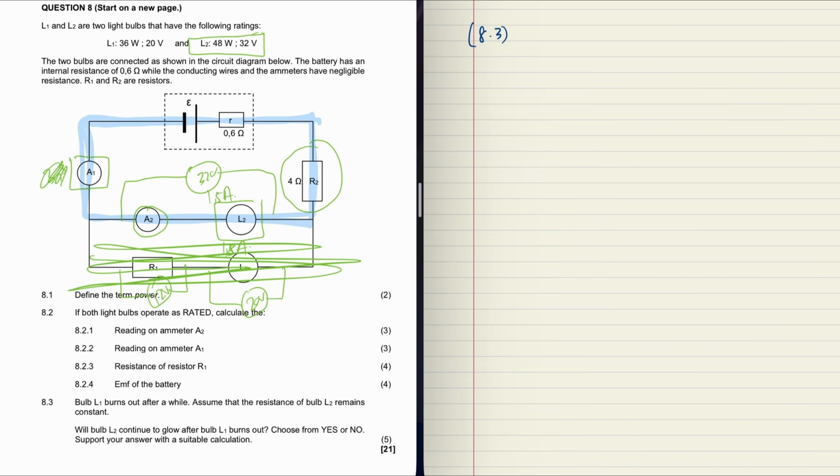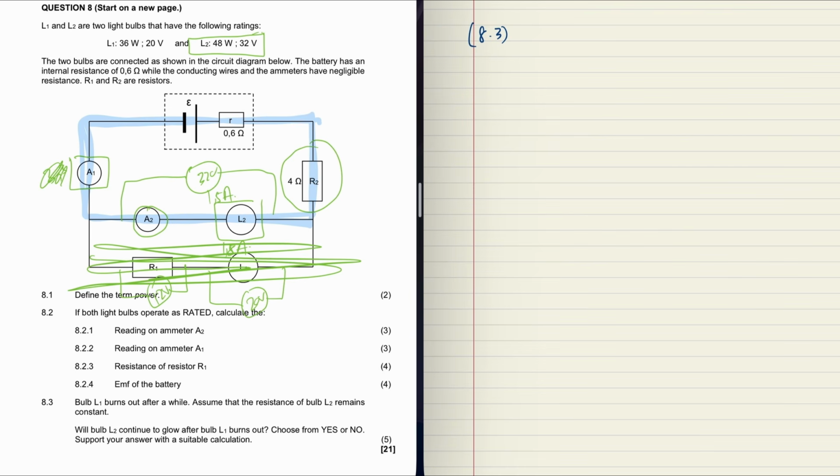The reason why I want to do that is because I want to then look at what the new current is going to be. If the new current exceeds 1.5, remember the 1.5 is the rated current. That's the current that L2 needs to work, because we use the rated power and the rated voltage. So then we can compare. If the current is going to be greater than the 1.5, then it's not going to work. So to do this whole calculation, I need to work out what the resistance is.